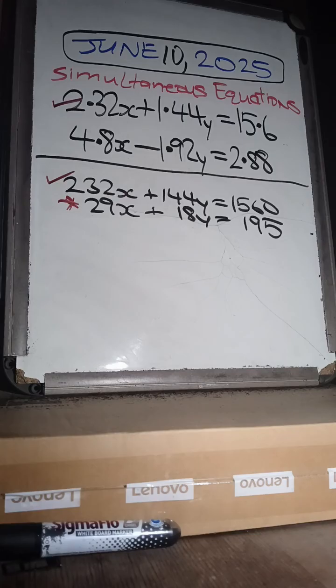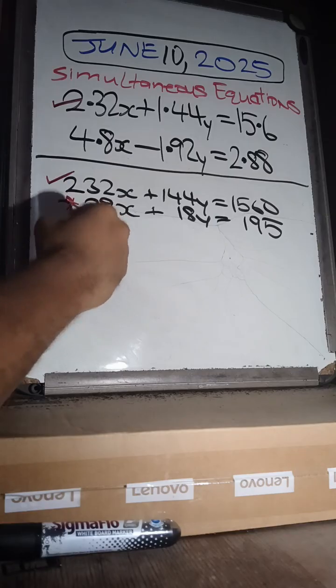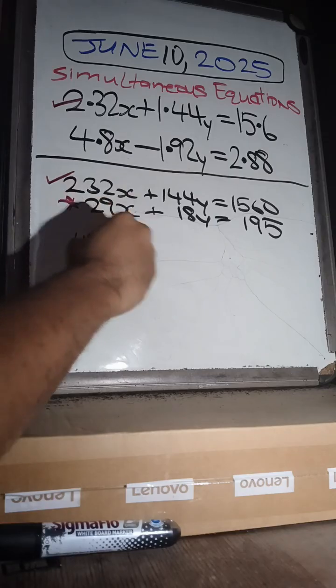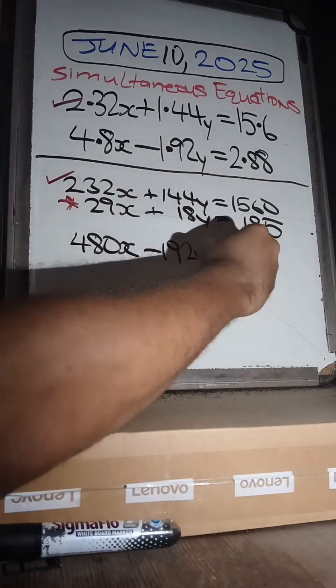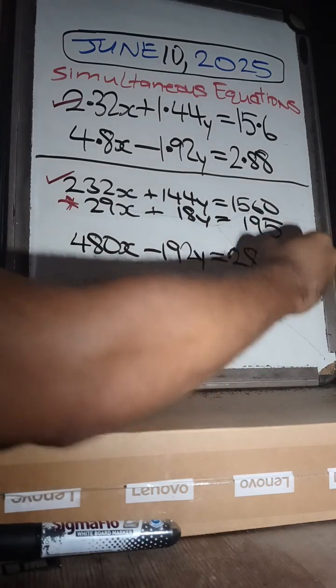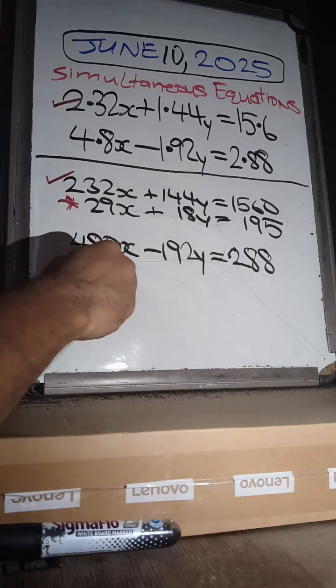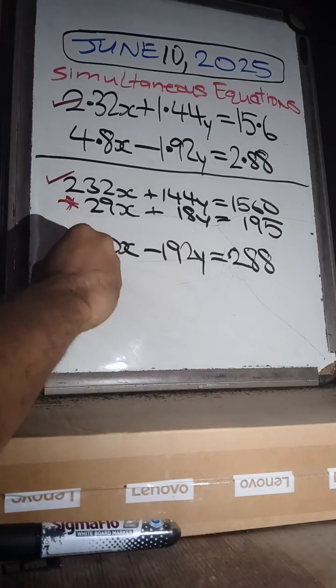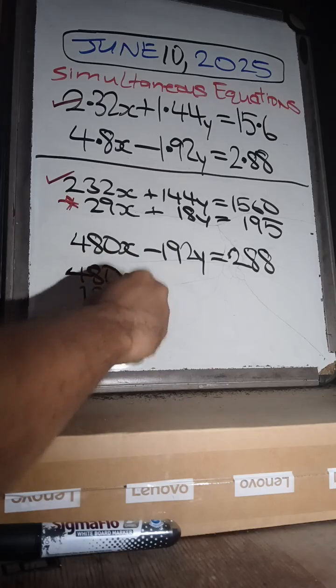So we have that. Now let's do the same thing here. 480x minus 192y equal. Yeah. So similarly, we're going to try to figure out if we have an HCF of these numbers here. So alright, we have 480. Let me put the x there too. 192, let's put the y there too.